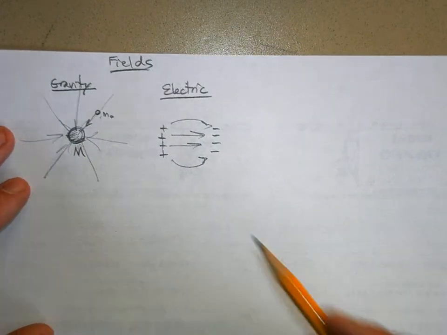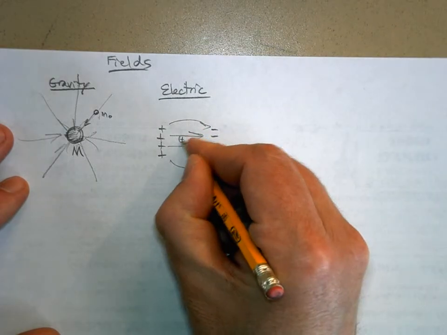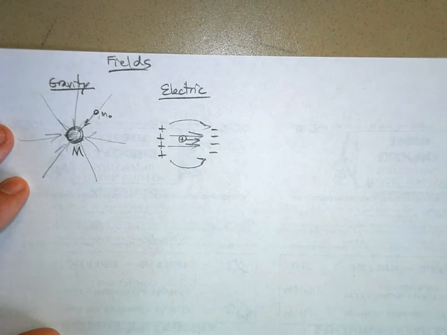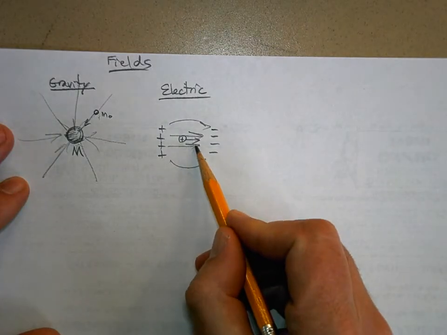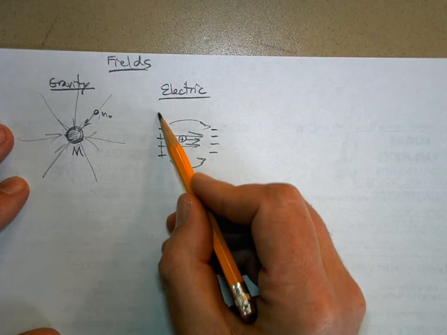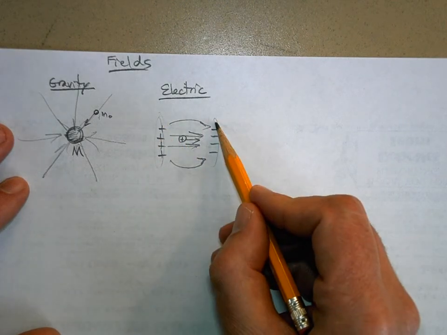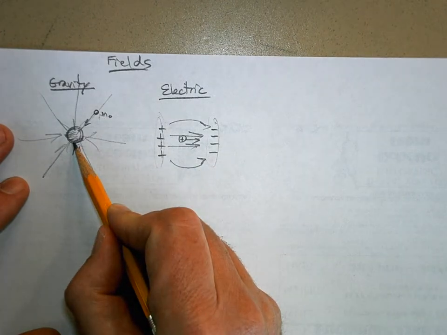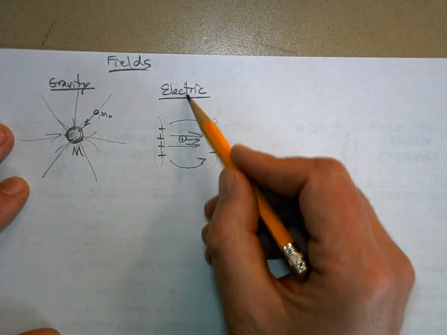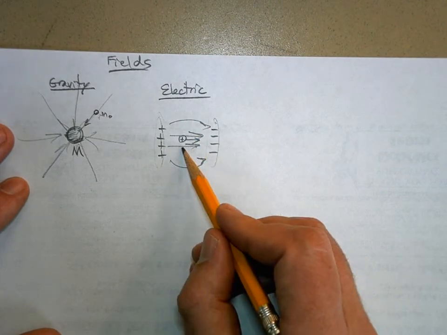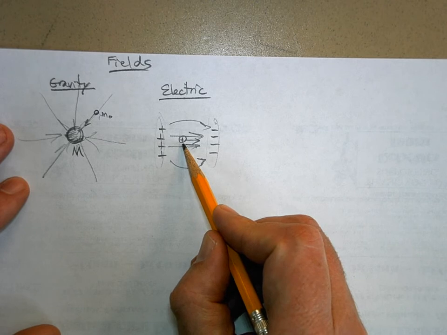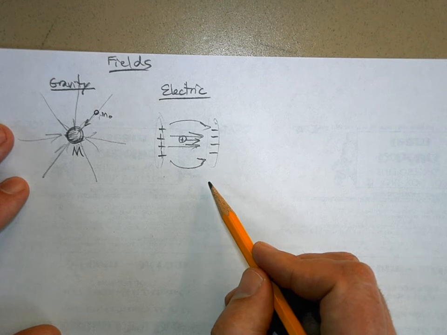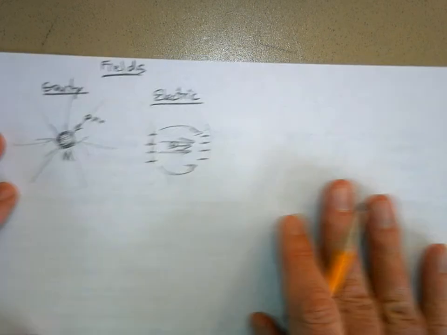Also, we look at electric fields. If I put a little test charge right here, it's going to be pushed by the electric field. So that's the effect of the electric field. But the cause of the electric field was also charge. The gravity field has an effect on mass, but mass is the cause of the gravity field. Electric fields have an effect on charged particles, but it's charged particles that cause the electric field. Okay? Now we're going to talk about magnetic fields.